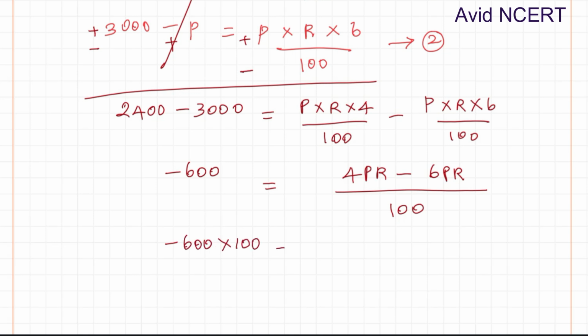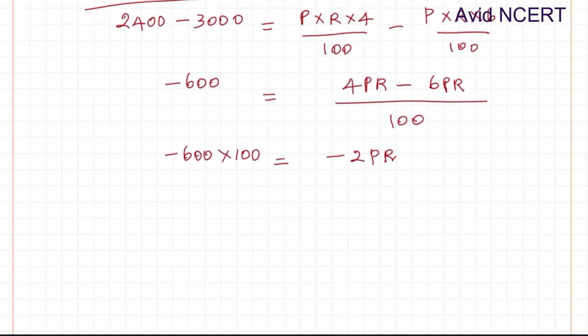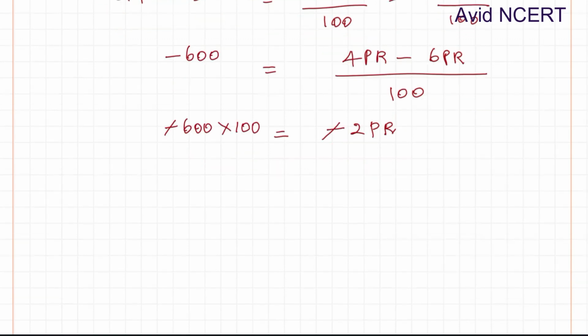I'm going step by step, but you can skip the steps and directly write the answer, because we won't have that much time during the exam. So minus 600 times 100 equals minus 2PR. The minuses cancel. 600 times 100 is 60,000, which equals 2PR. Therefore PR equals 60,000 divided by 2, which equals 30,000.